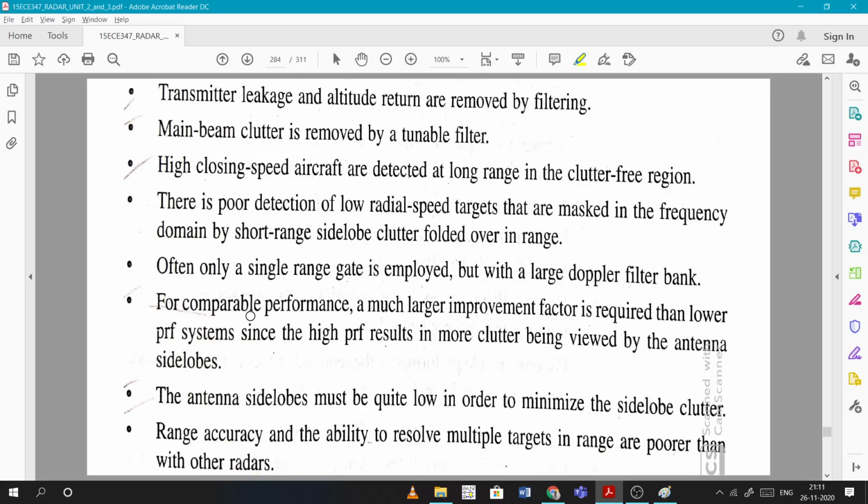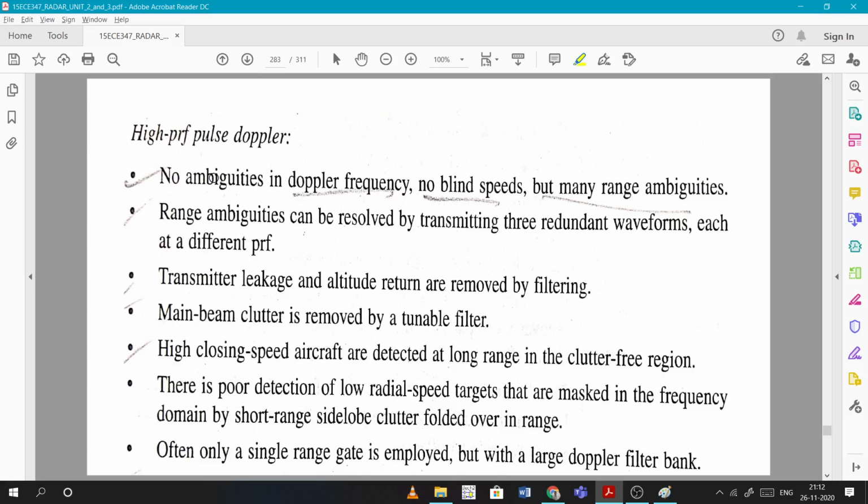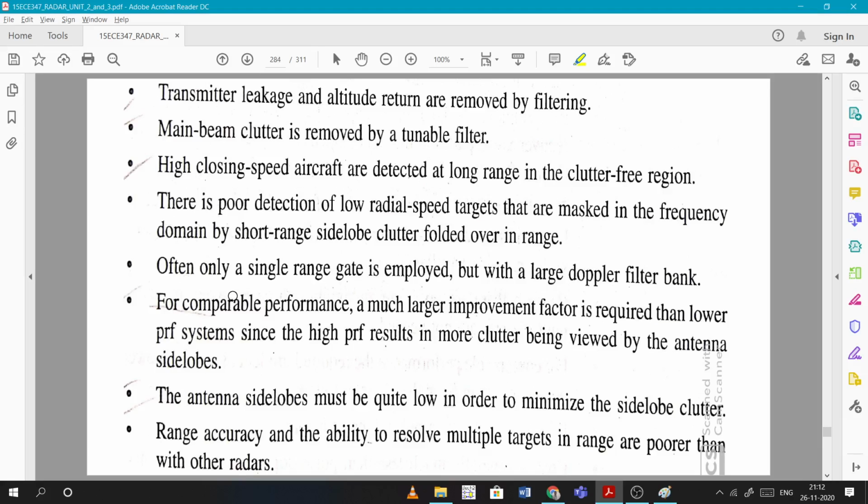Next, range accuracy and the ability to resolve multiple targets in range are poorer than with other radars. So when you use this type of high PRF pulse radar, these are the properties that it will have, and we have also discussed how to resolve some of them. Few of them got resolved with some properties.